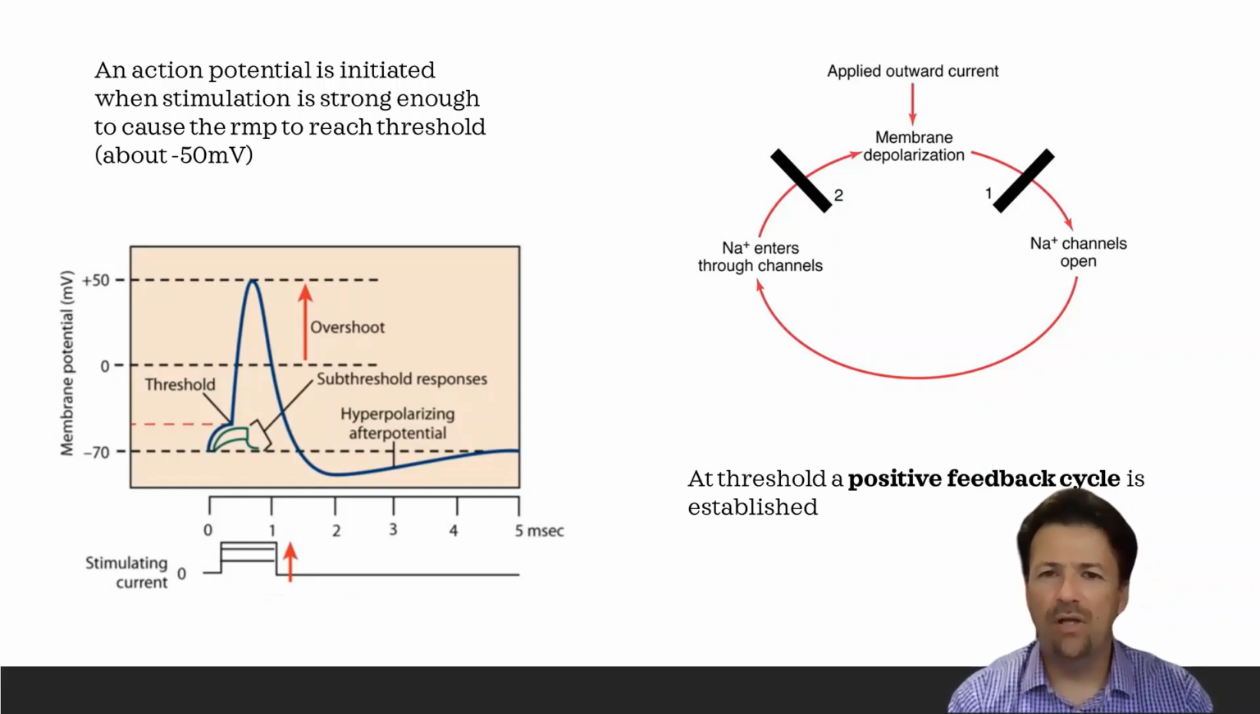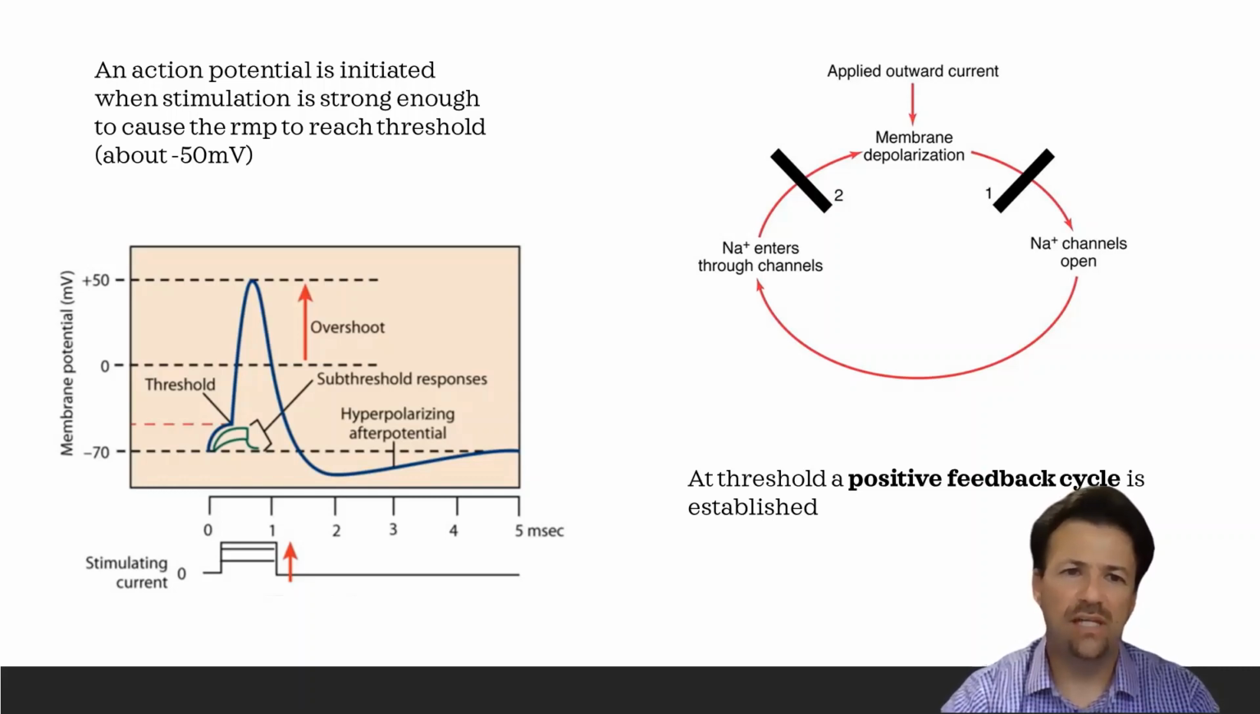The point at which the positive feedback cycle is set up is called threshold, because at this point, because of the positive feedback cycle, you get a very rapid and very fast opening of several thousand voltage-gated sodium channels. You get a massive influx of sodium into the cell, and that causes this rising phase, or phase 0, as sodium rushes into the cell, brings with it its positive charge, and therefore makes the inside of the cell more positive compared to the outside, and reverses the polarity.